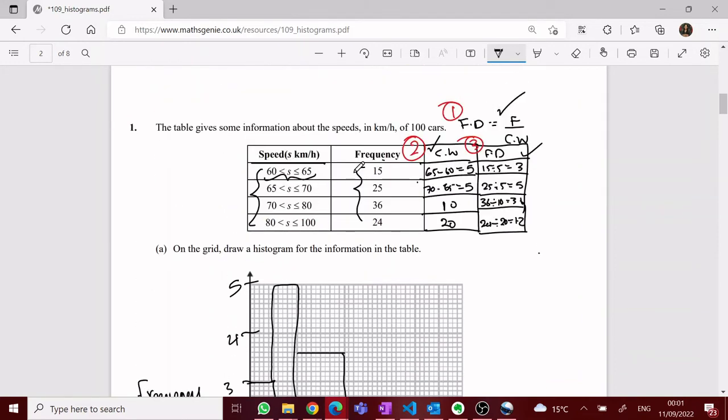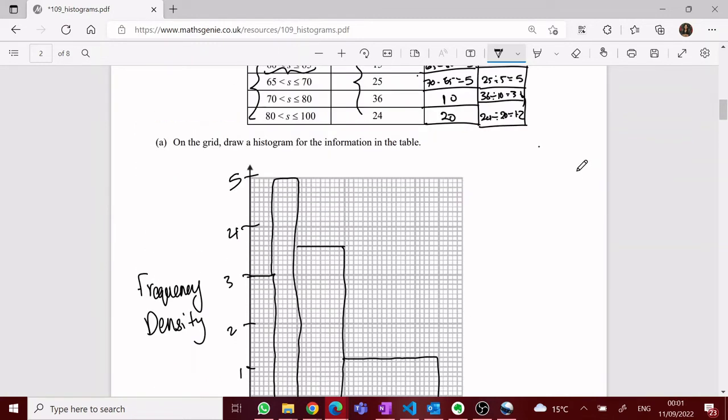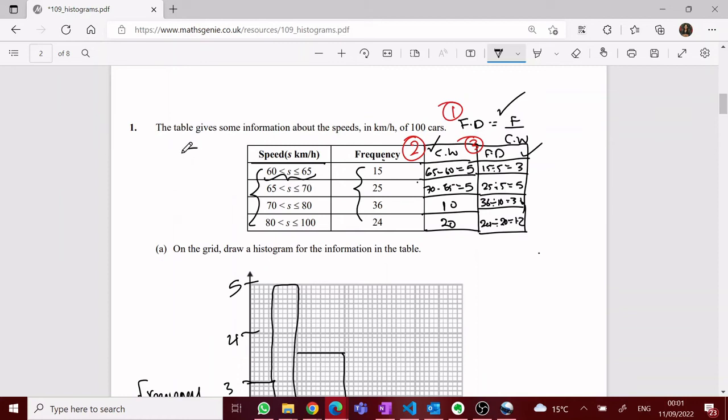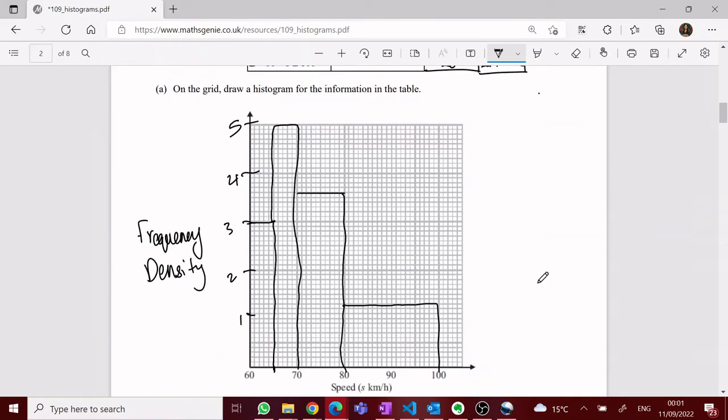3.6, and finally 1.2 from 80 to 100. So 1.2. Perfect. So that's pretty much a 4-part one. You have just drawn the histogram that they have given you in this table. So I hope you have noticed it already.